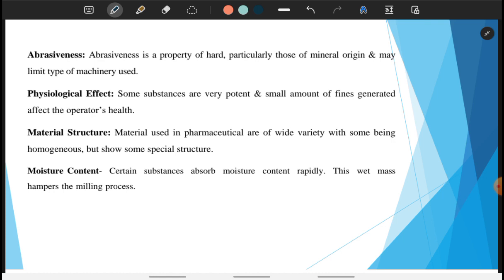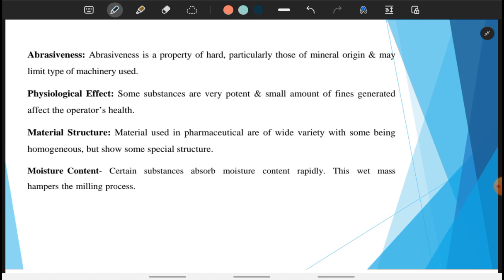Next is material structure. Materials used in pharmaceuticals are of wide variety, some being homogeneous but some showing special structure. Take the example of those having lines of weakness which may split into flakes, while herbal drugs having a cellular structure lead to fibrous particles. So the resulting product at particular operating conditions may vary in size in the herbal drugs and the mineral substances.